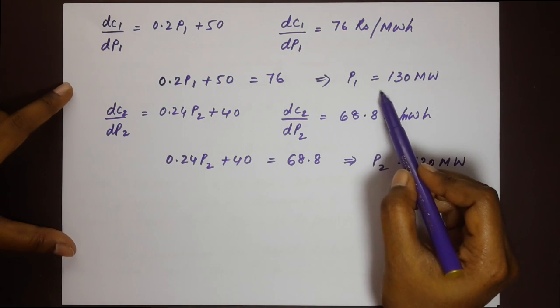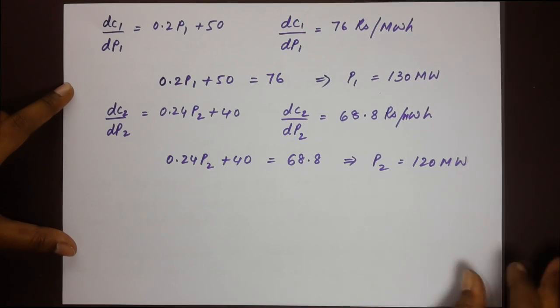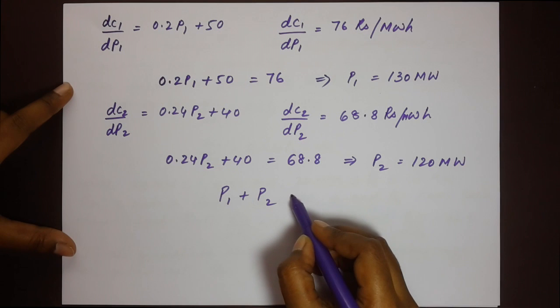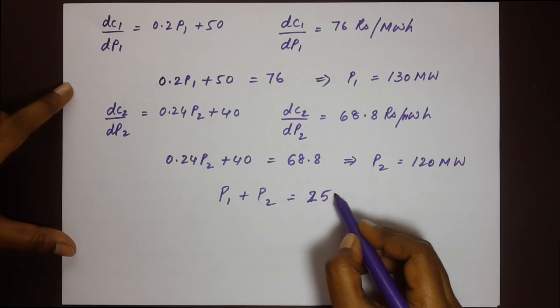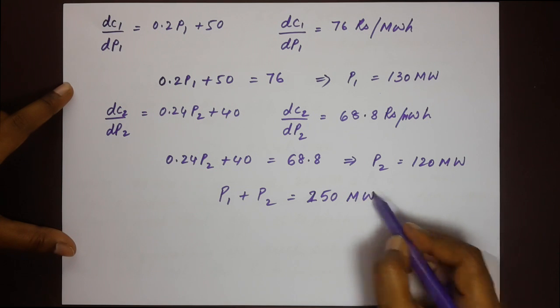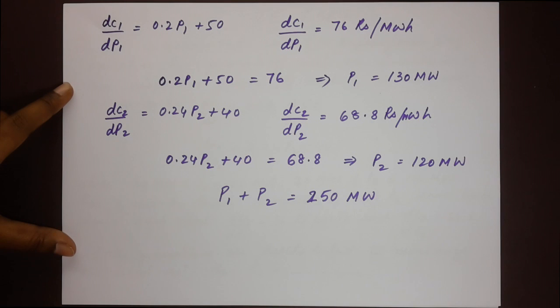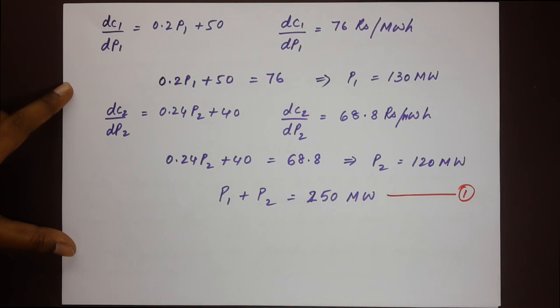Since we have the values of P1 and P2, let's check what the total value comes to. P1 plus P2, if we add them, we get 250 megawatts. Now let's call this equation 1.